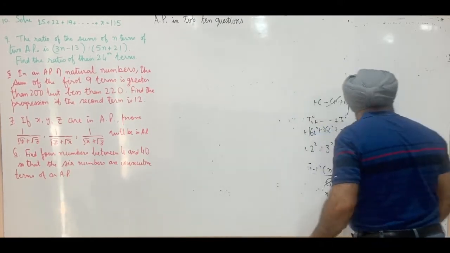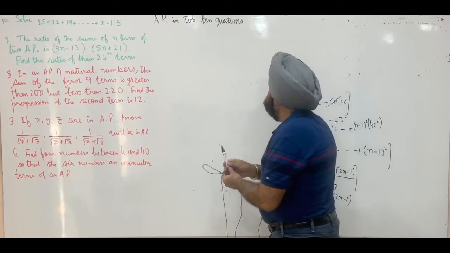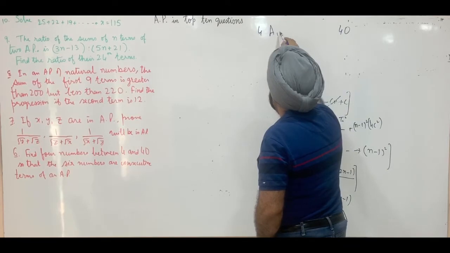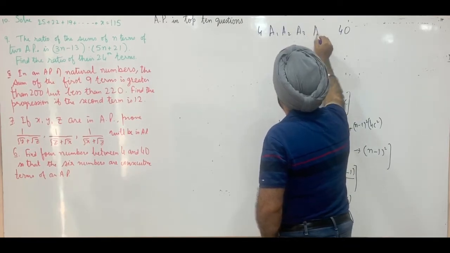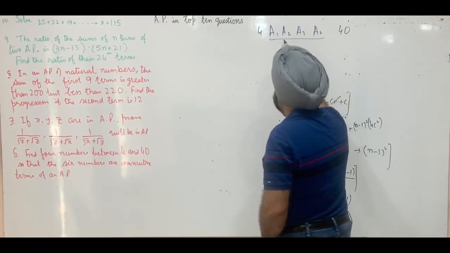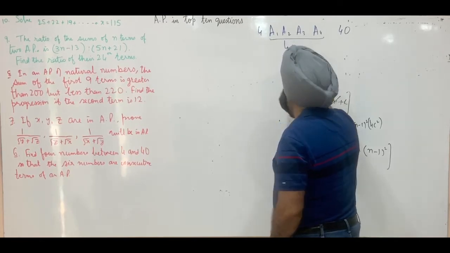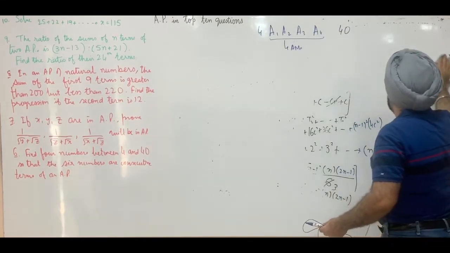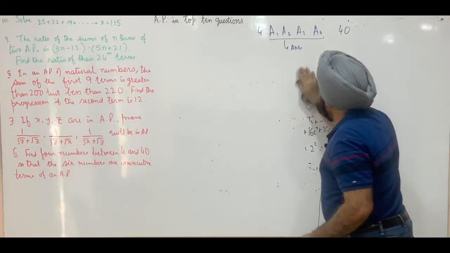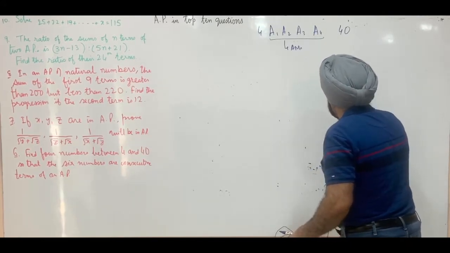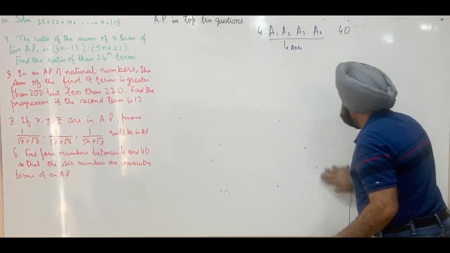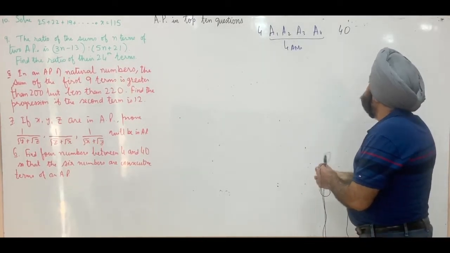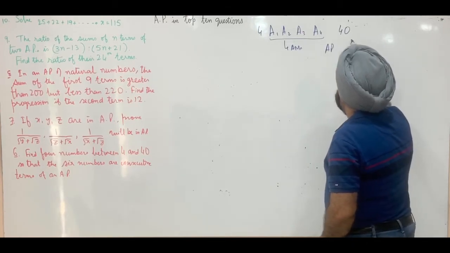So this is how we do it. The two given numbers are 4 and 40. Let us say the arithmetic means are A1, A2, A3 and A4. Now, 4 arithmetic means and two given numbers 4 and 40, we have a total of 6 numbers and these numbers are in AP, because if we insert arithmetic means, the series becomes an AP. So this is an AP of 6 terms.